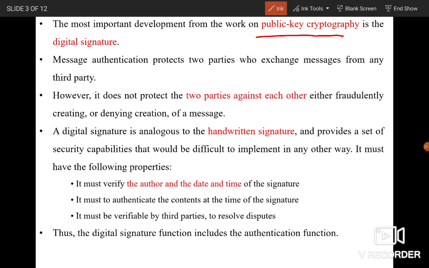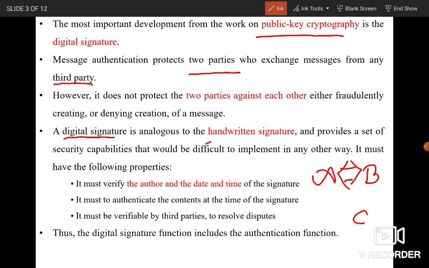Usually, to protect two parties from a third party, we use the technique called message authentication. That is, we can protect A and B from C with the help of message authentication. But message authentication cannot protect the communication between A and B against each other. That is, we cannot protect A from B as well as B from A, because anyone can send a fraud message, or anyone can deny the creation or deny the reception. That's why we are going to the new topic called digital signature.